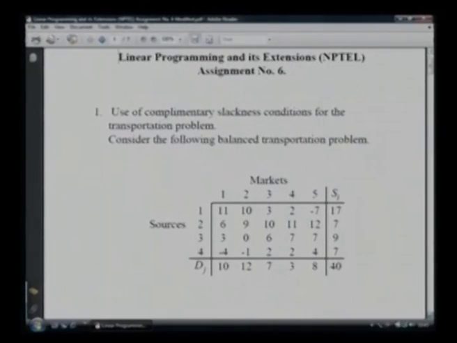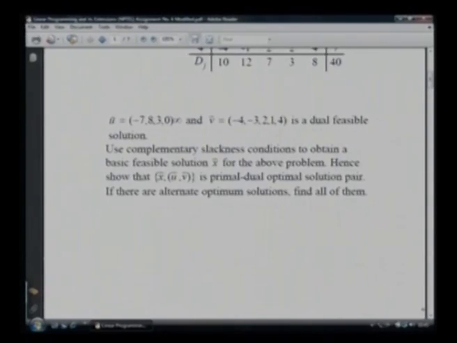In the table below, a balanced transportation problem is given to you, and as usual, the entries are the costs, the row below is the demands, and the column on the right hand side is the supply. Now, I have given you a dual feasible solution u bar, which corresponds to the rows, so disregard the infinity here. This is minus 7, 8, 3, 0, and v bar is minus 4, minus 3, 2, 1, 4. So, this is a dual feasible solution. You can verify it for yourself.